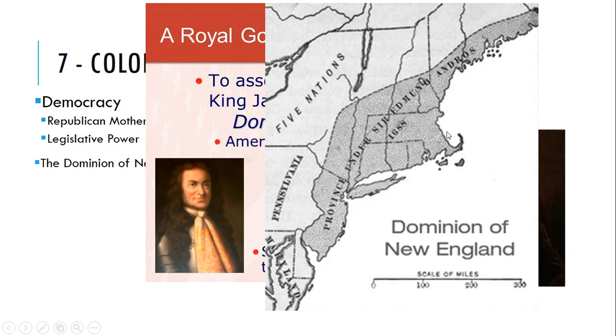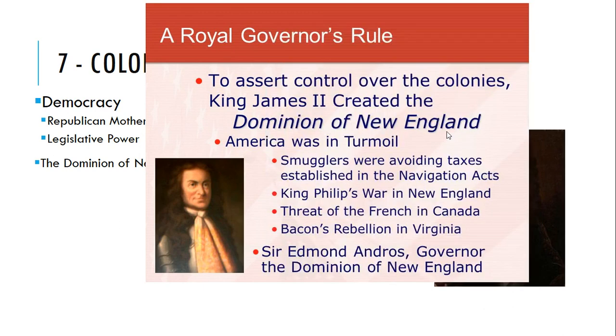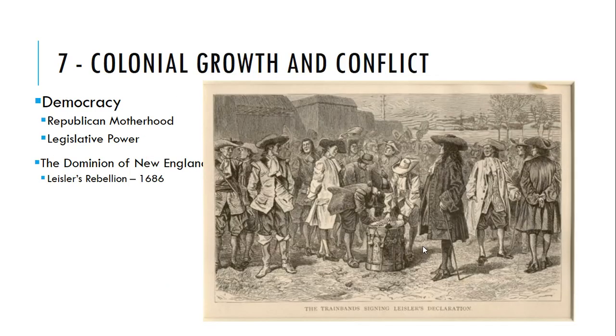Obviously, the colonists were not thrilled about this. They had been running their own affairs for more than a generation now, and the king trying to re-exert power over the colonies and basically cut their elected assemblies out of the loop was not appreciated. And Leisler's rebellion was a man named Jacob Leisler seizing control and kicking out the current royal governor.